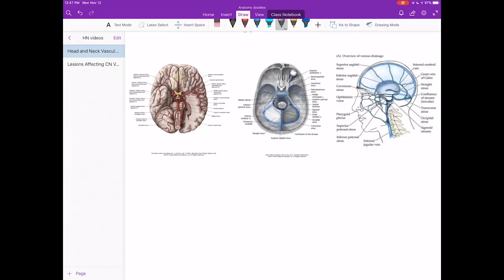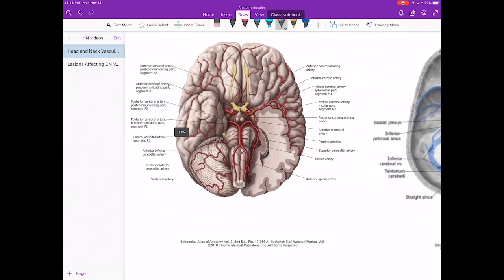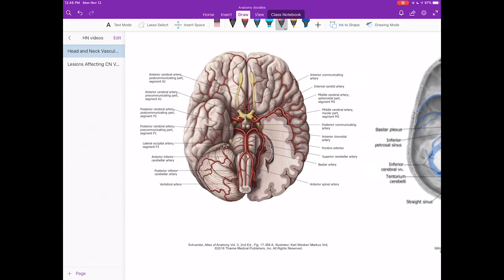Hi again. This video is going to emphasize the cerebral vasculature, namely the Circle of Willis. So we're going to start here on the image on the left. And at this point, there are two different ways to get into this region.